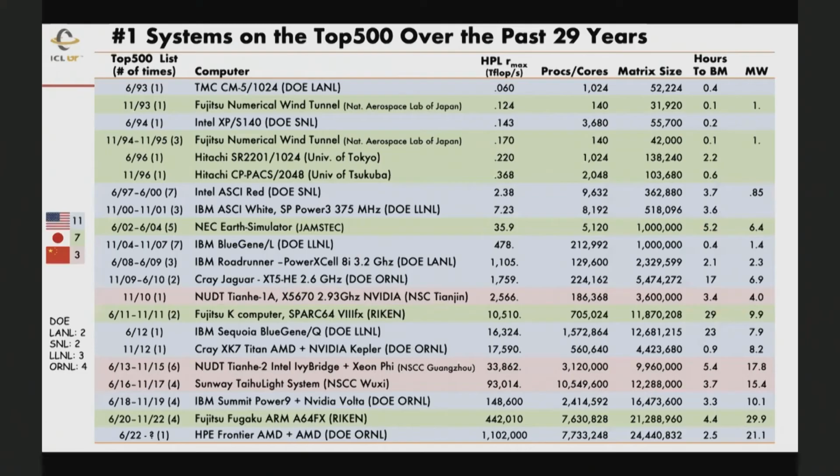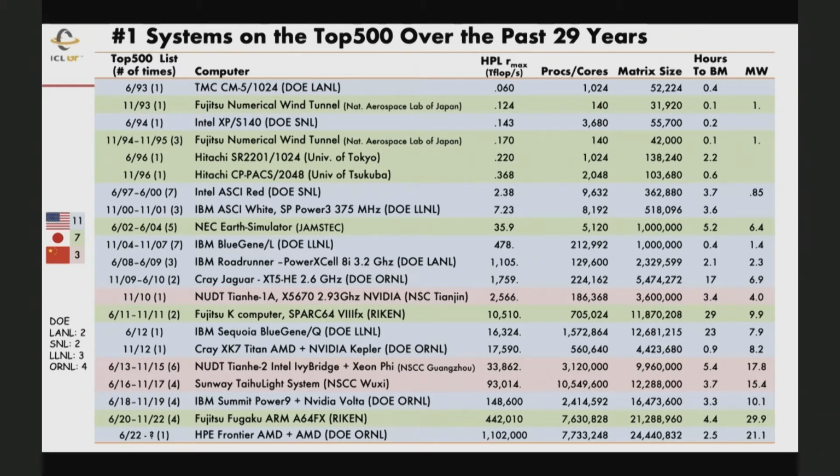So this is a list of the number one machine. Think of this as the machine that performed the fastest from 1993. When we started the list, that was a Thinking Machines CM5 at Los Alamos National Laboratory, and it executed at a rate of 60 gigaflops. That was the rate of execution for solving that system of equations. And you can see how that's evolved over time.